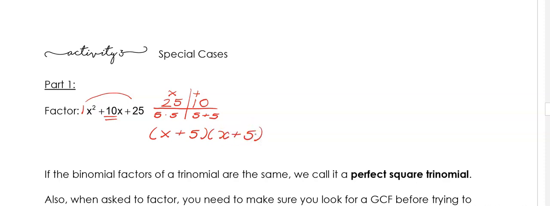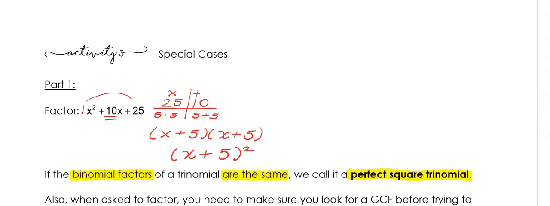The reason why it's special is because these are the same. We could rewrite this as x plus 5 squared. We call this a perfect square trinomial because the binomial factors are exactly the same.